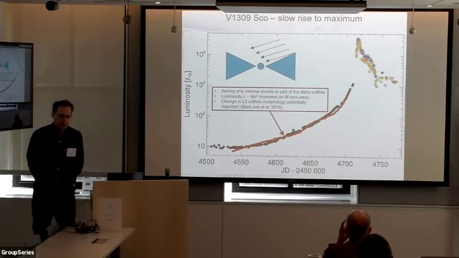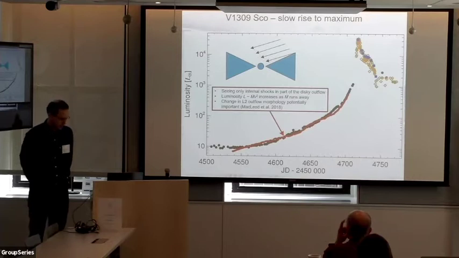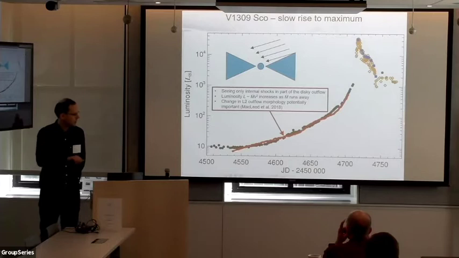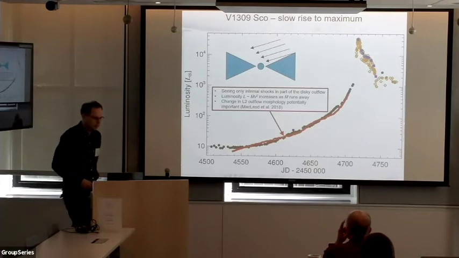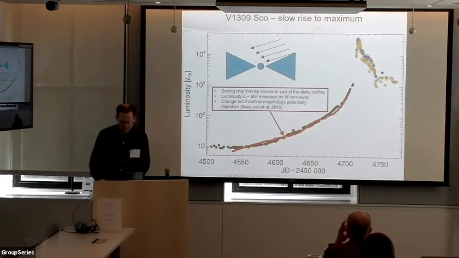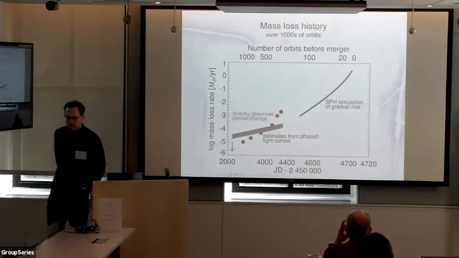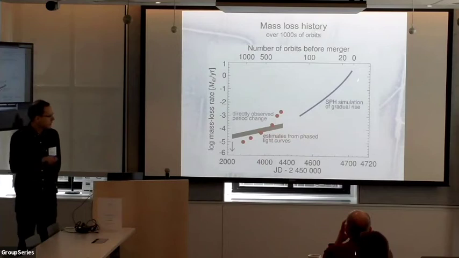There is one caveat, which I can discuss in more detail, which has some potential implications or relations to what's happening in the binary. But maybe the easiest explanation for what needed to happen here is this change in L2 morphology that was discovered by Morgan last year. So we can put the M dot as a function of time on the same plot that we had before. And you can see that it relatively well matches.